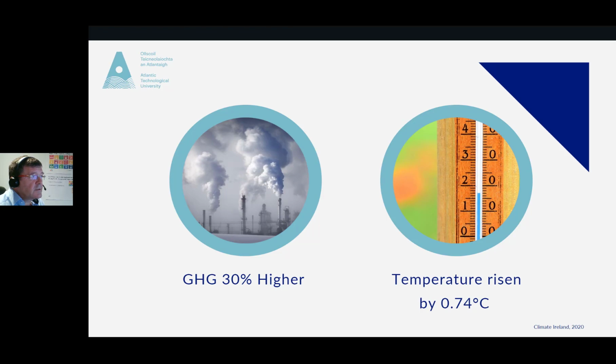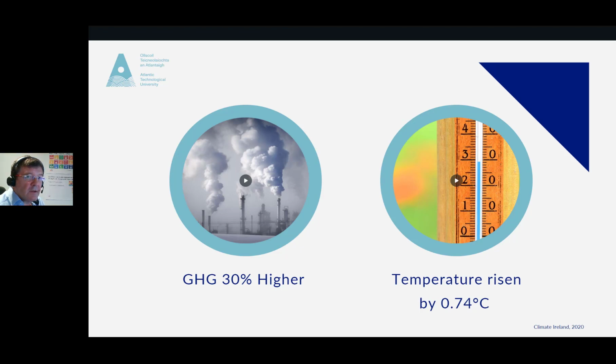Atmospheric greenhouse gases, or GHGs as they're sometimes called, are 30% higher now than at any time during the last 800,000 years. Global mean temperatures have risen by 0.74 degrees in the last 100 years, and this is having a huge impact on the environment. I think anyone who has been looking at any news over the last number of months or years will have seen numerous examples of this being reported.